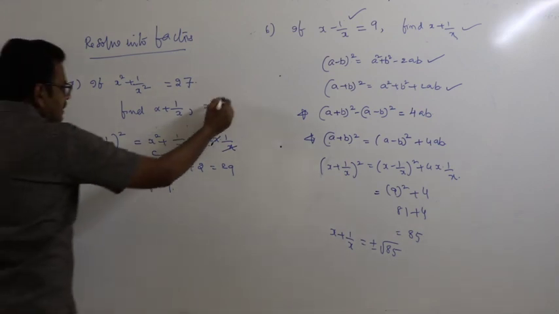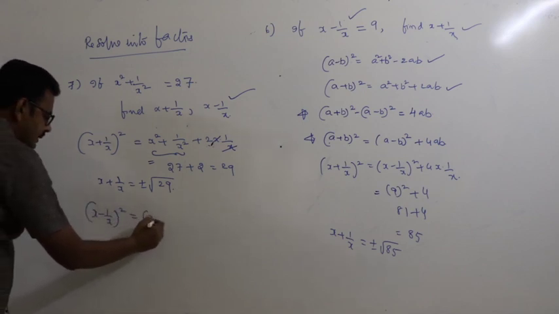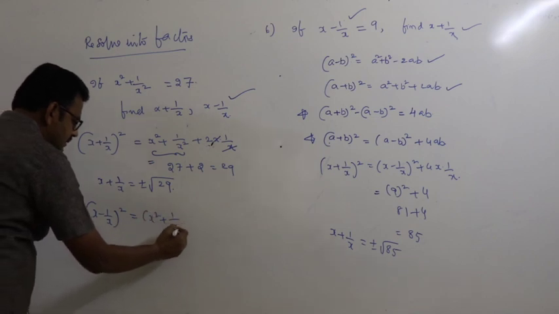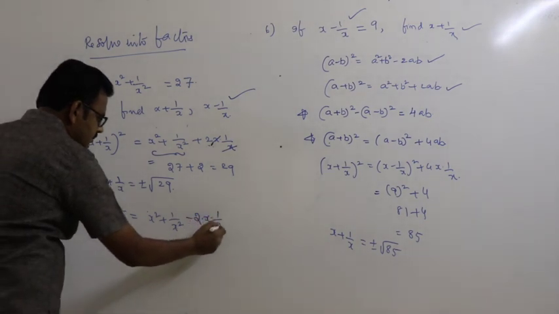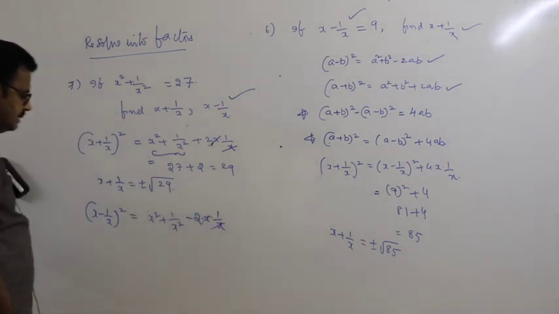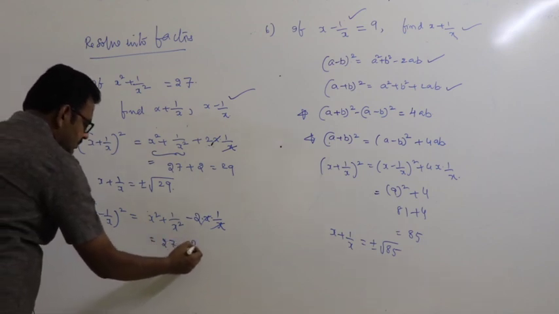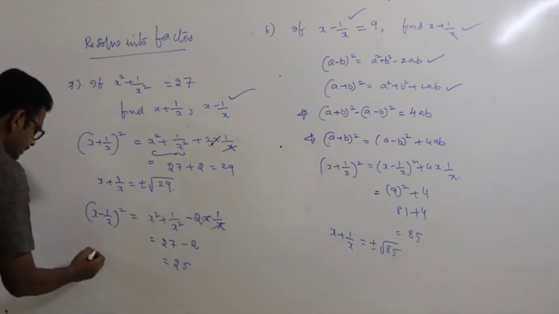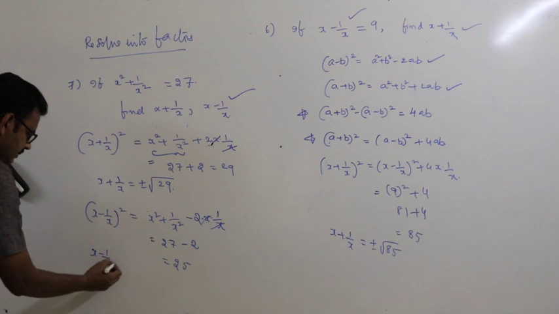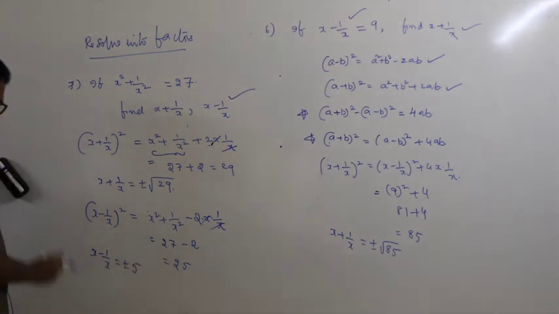And similarly, x minus 1 by x whole square is equal to x square plus 1 by x square minus 2 into x into 1 by x. So x gets cancelled. So this is 27 minus 2. This is 25. Therefore, x minus 1 by x is equal to plus or minus 5, root of 25, that is 5.